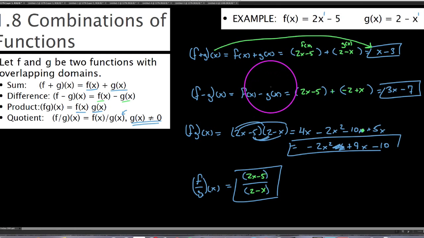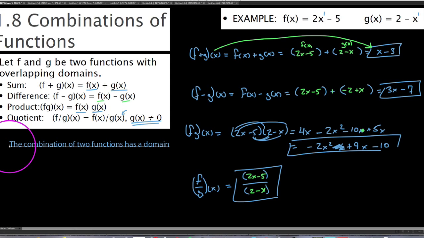So the last thing I did want to mention is their domains. Now, given the fact that both of these are linear functions, their domain should be, in interval notation, negative infinity to infinity in both of these. So when we talk about their combinations, I do want to make a note here. The combination of two functions has a domain that is equal to all domain values that were shared by the original functions.